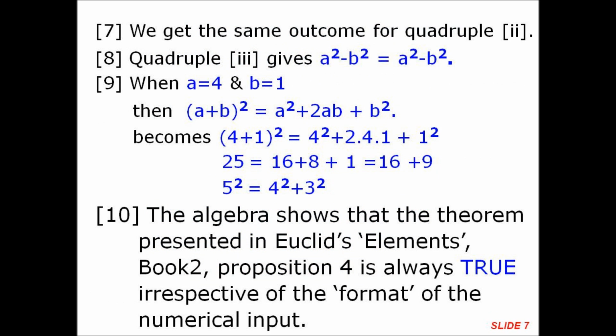We get the same outcome for quadruple 2. Quadruple 3 gives a squared minus b squared equals a squared minus b squared. When a equals 4 and b equals 1, we end up with the primitive Pythagorean triple 5 squared equals 4 squared plus 3 squared. The algebra shows that the theorem presented in Euclid's Elements, Book 2, Proposition 4, is always true irrespective of the format of the numerical input.